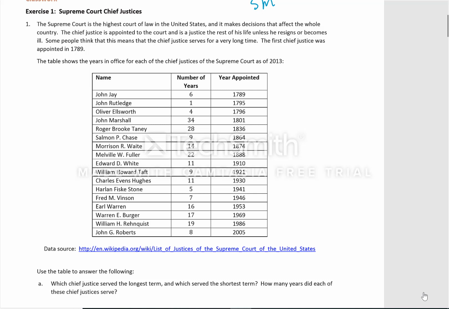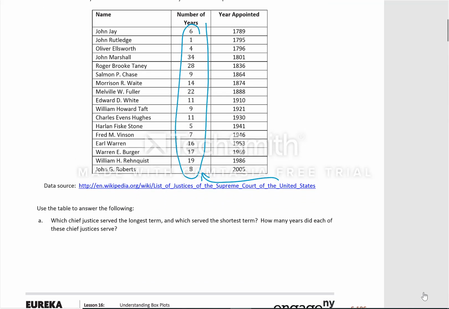The table shows the years in office for each of the Chief Justices of the Supreme Court as of 2013. So if we look over here on this table, right here I see my data. My data being the number of years. Over here is just the year that they were appointed or told that they're going to be the Chief or Head Justice. But my main data is going to be coming from this column. All right, so our first question says, use the table to answer the following question. Which Chief Justice served the longest term and which one served the shortest?